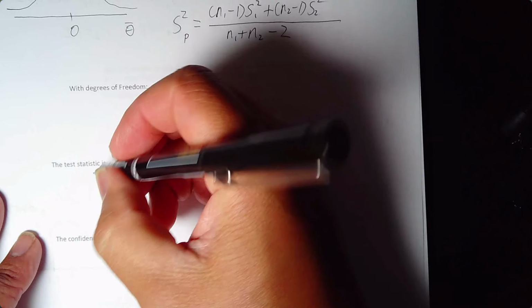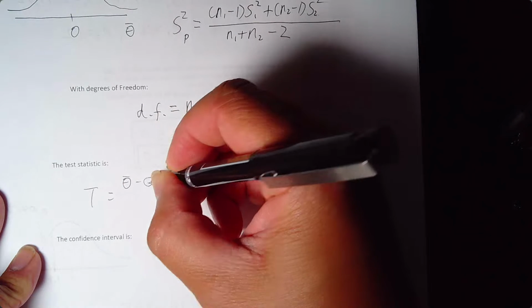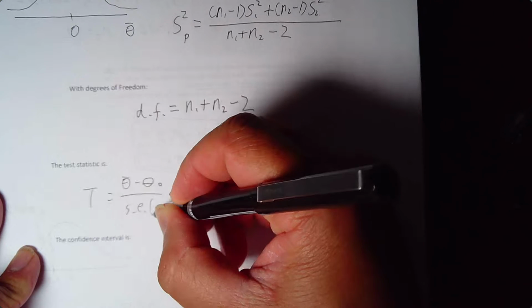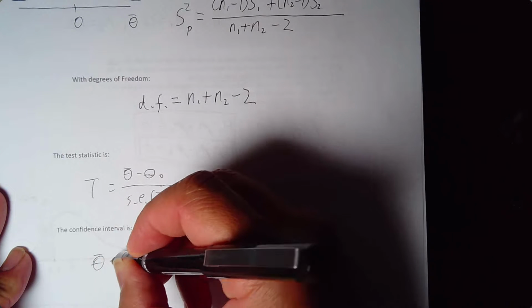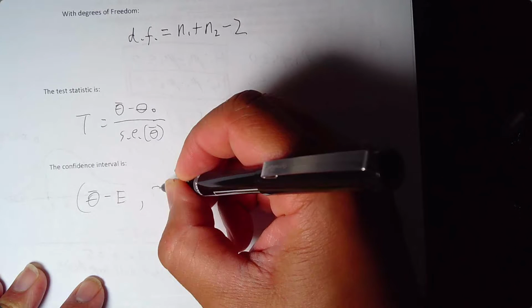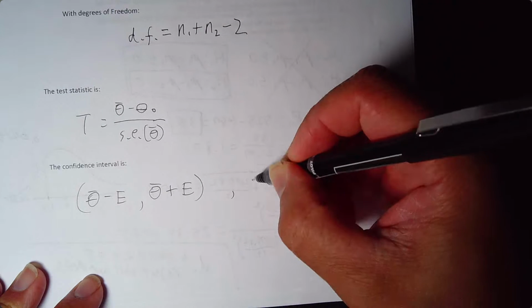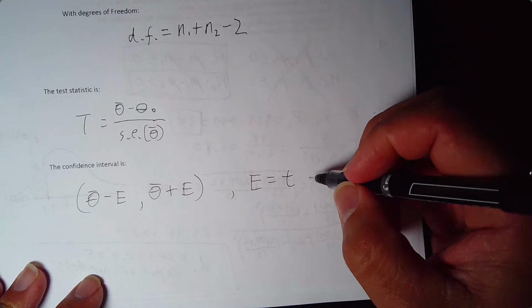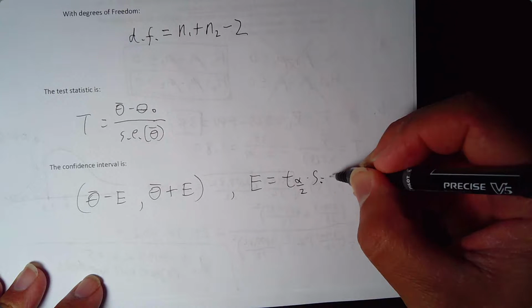The test statistic remains the same. The test statistic is theta bar minus theta naught. Now, confidence interval. No difference here, where the margin of error equals this. Because we don't know sigma, we still have to use the t distribution.